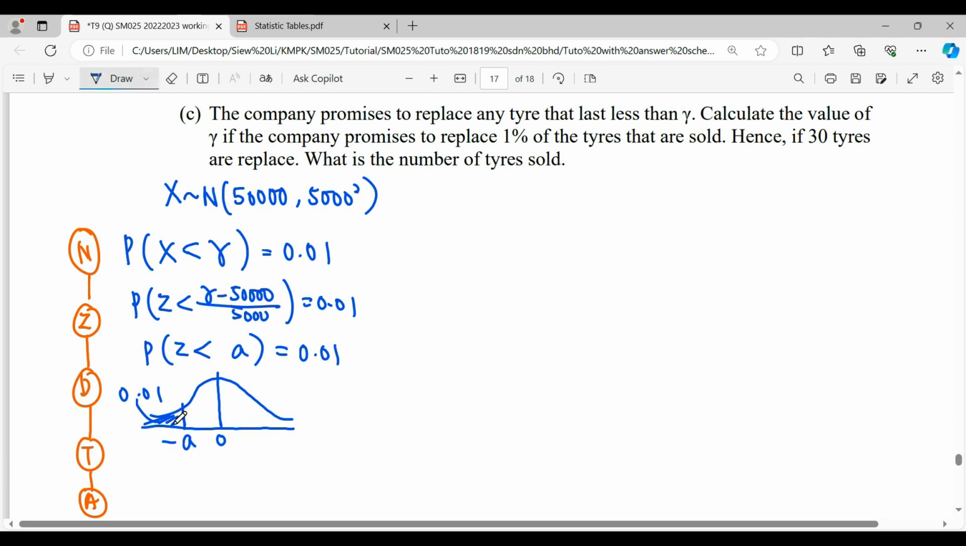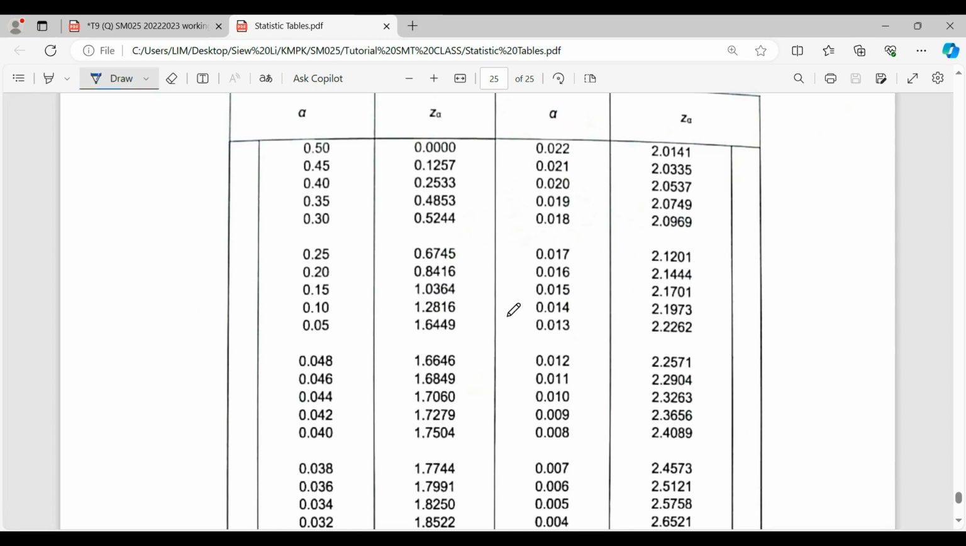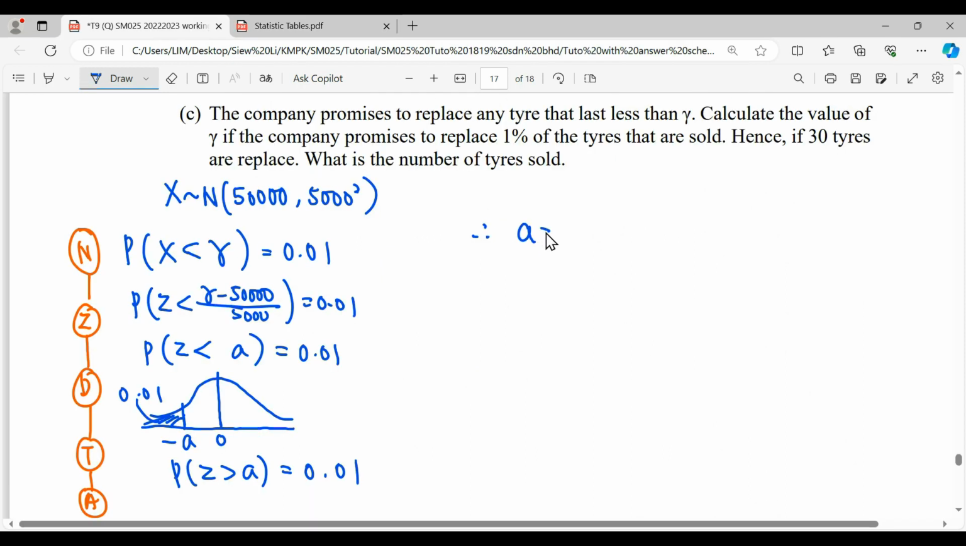So to get it from the table, we are going to read out the tail side. Reading the tail where z is greater than A will give us 0.01. So by referring to the table for 0.01, it gives us the z-score of 2.3263. So A will be negative 2.3263, negative because the z-score here is on the left-hand side.